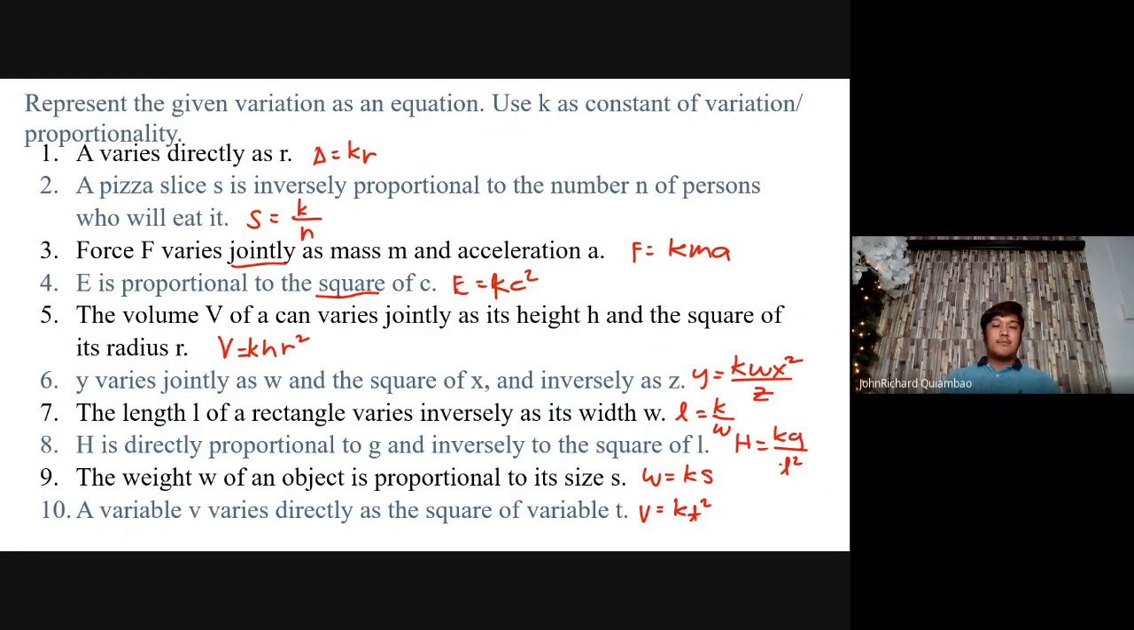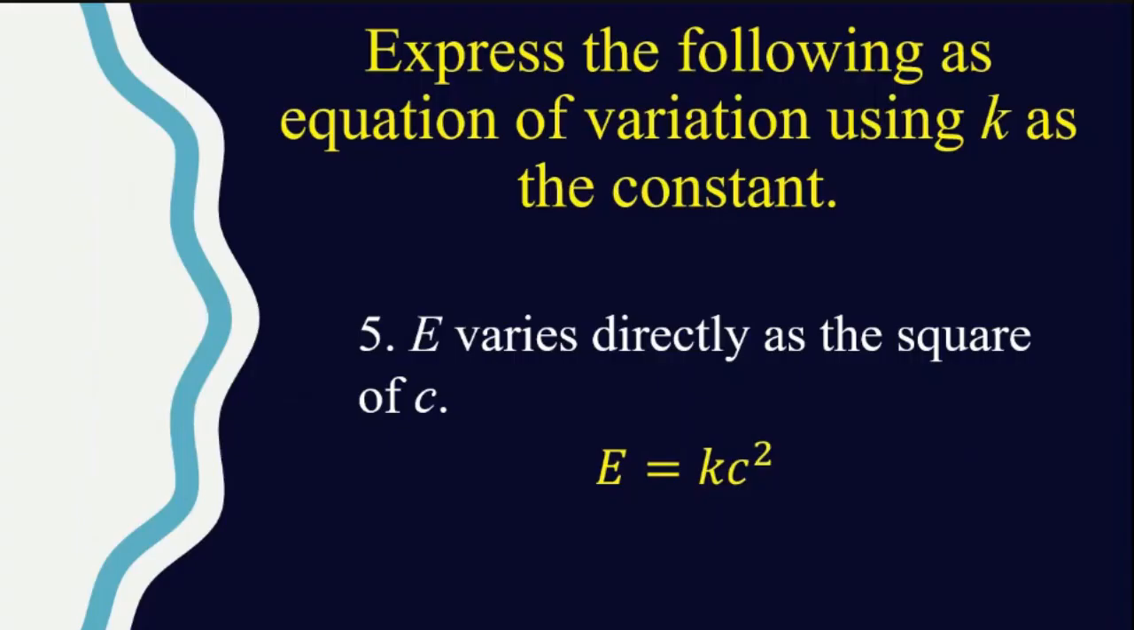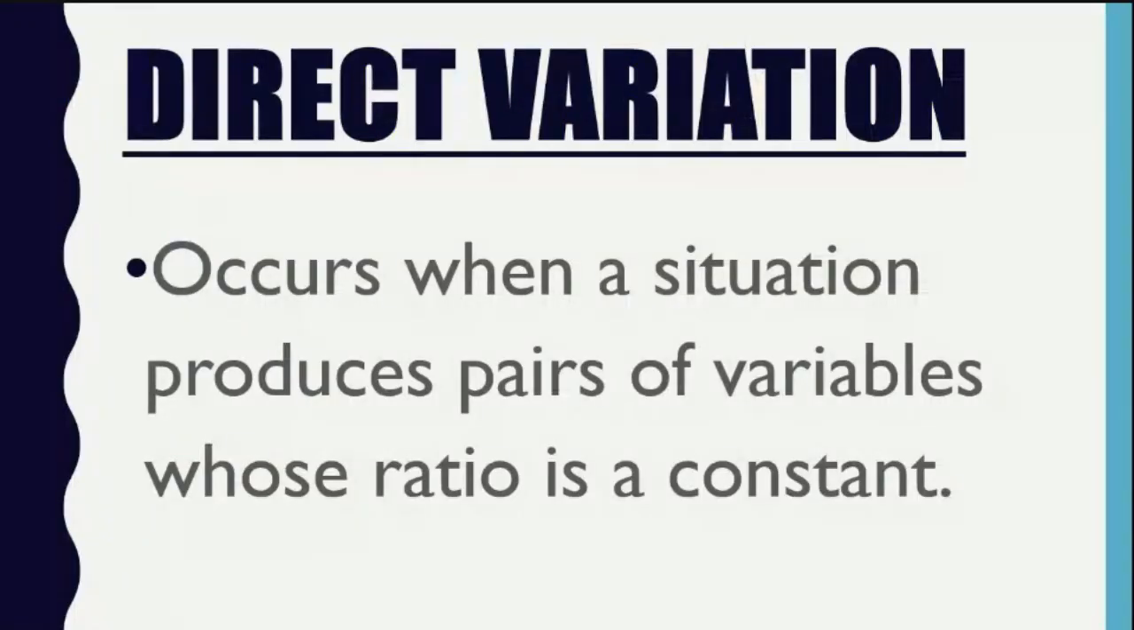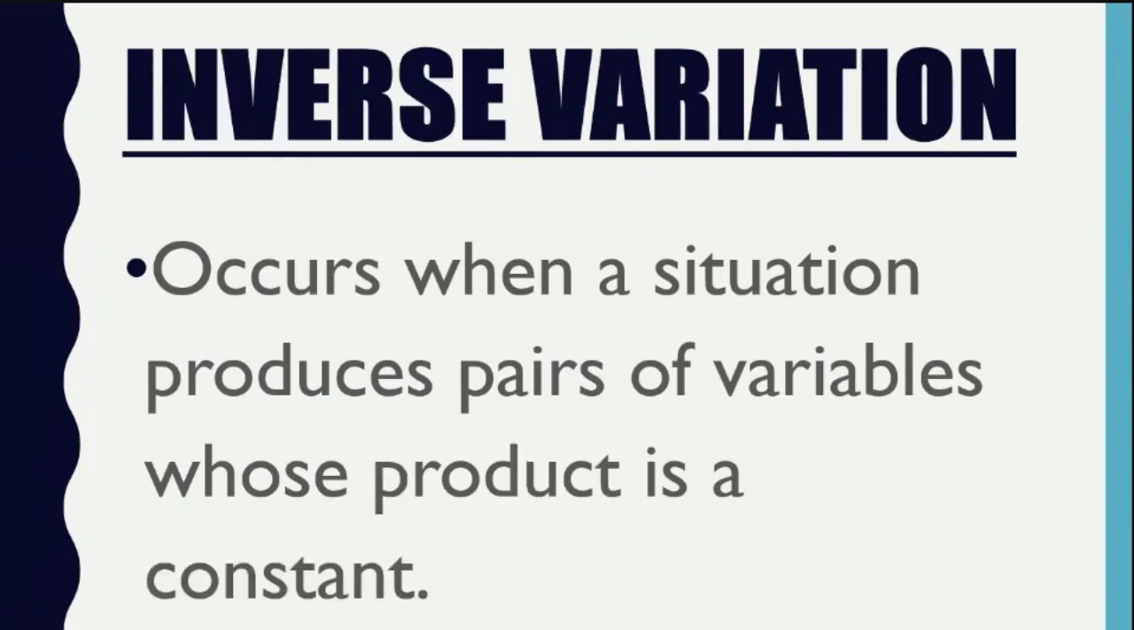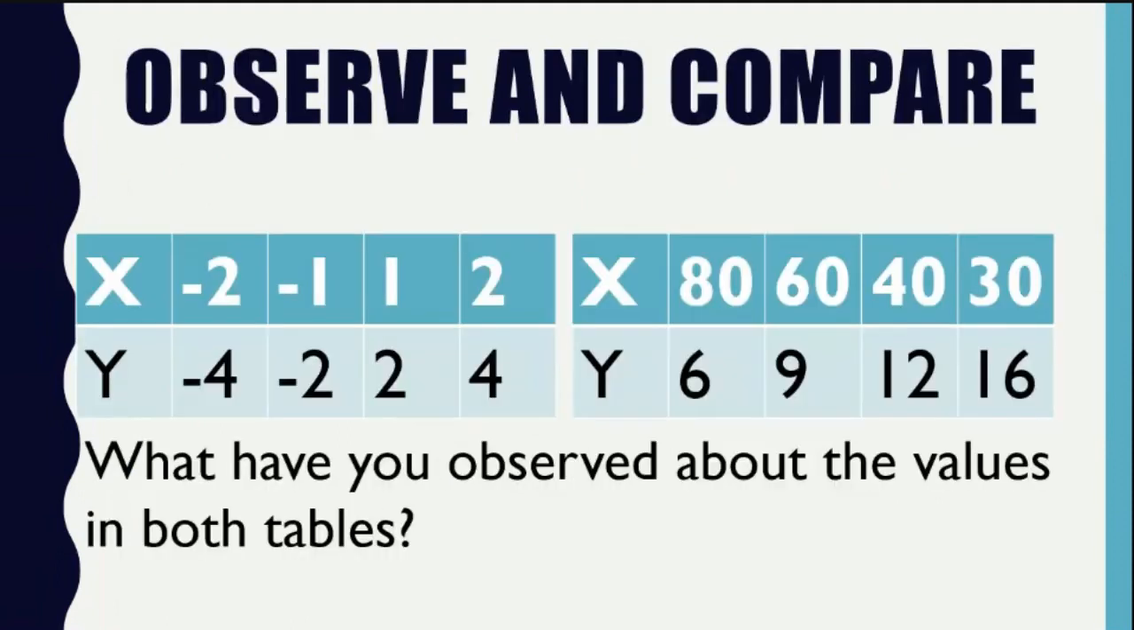So now let's compare direct variation with inverse variation. Direct variation occurs when a situation produces a pair of variables whose ratio is a constant. And inverse variation occurs when a situation produces a pair of variables whose product is a constant as well. So when we compare the two tables of values here, what have you observed about the values of both tables?